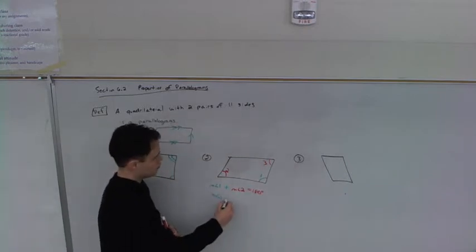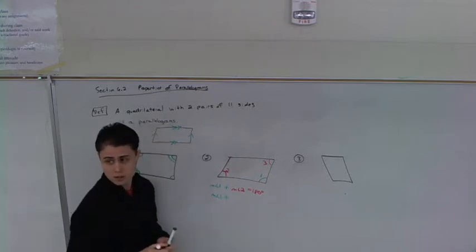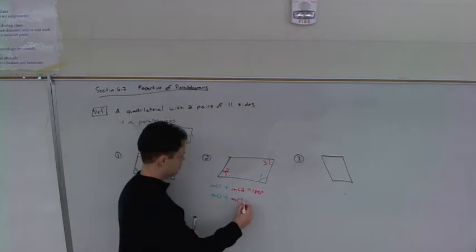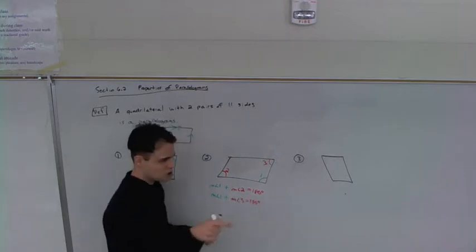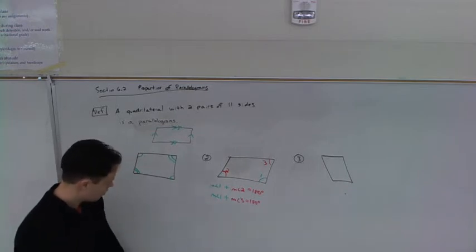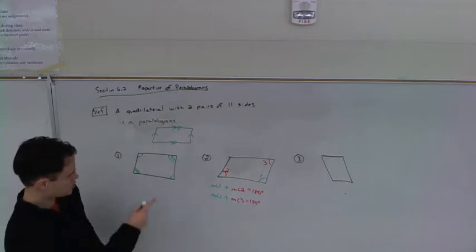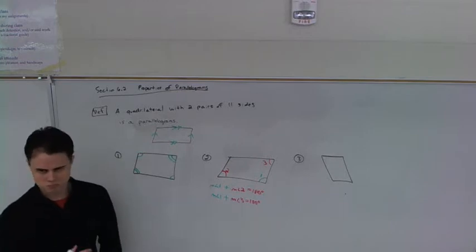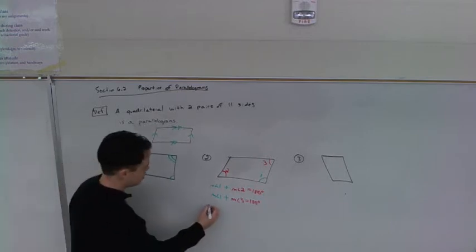And the measure of angle 1 plus angle 3 is also equal to 180. And you guys are saying you could exchange some of them, and that's true as well. Okay? So this one's pretty obvious. This one you might need a statement. So here's how the theorem would go.